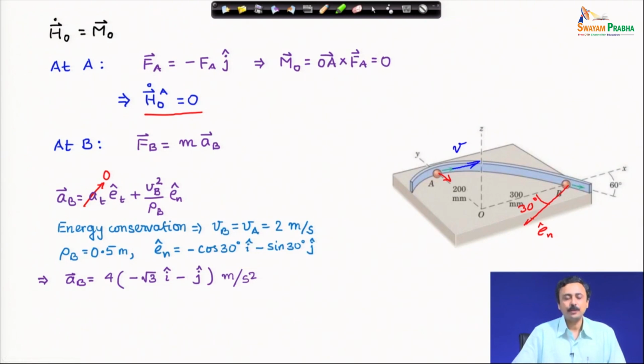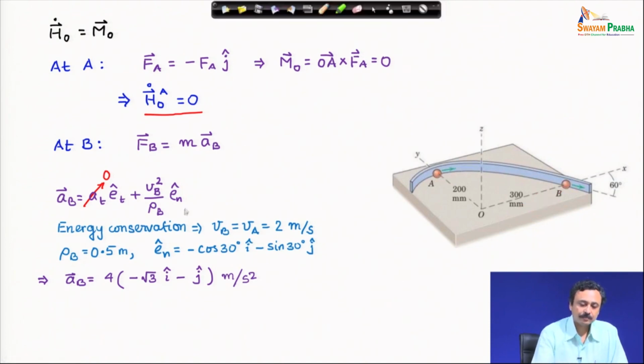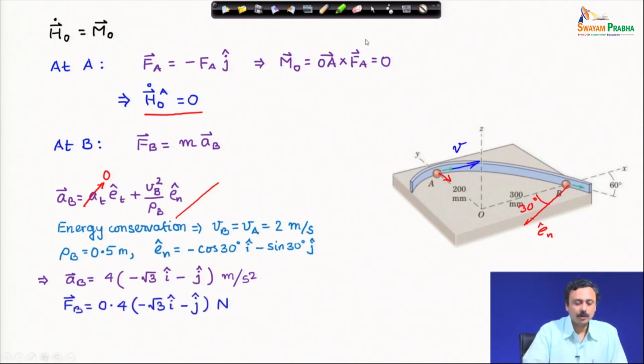Therefore, acceleration at point B is given by this expression, and the force at point B can be then found out as mass times that acceleration at point B. Mass is 0.1 kilogram, that gives us the force F B vector, which I have written out.